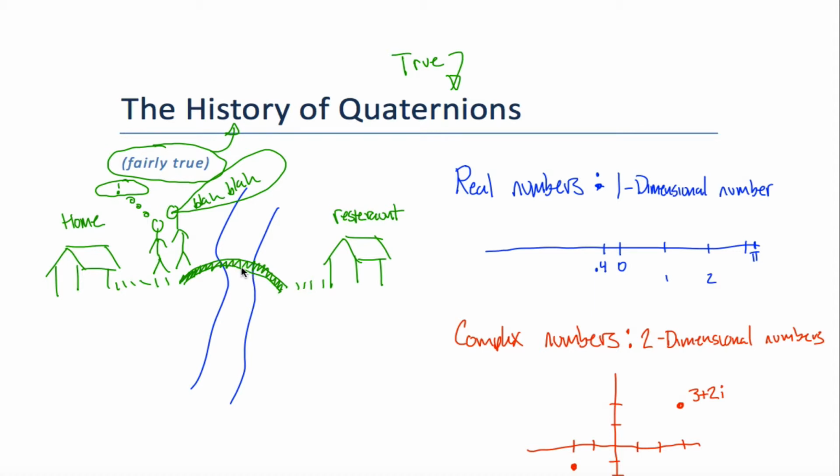That he said, this is brilliant. I am going to change history. I just came up with the biggest revelation of this century. I don't know that that's true. I figured out the equation that defines quaternions. And this is what he wrote.